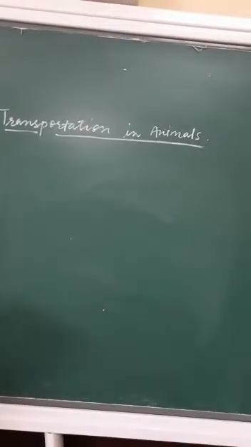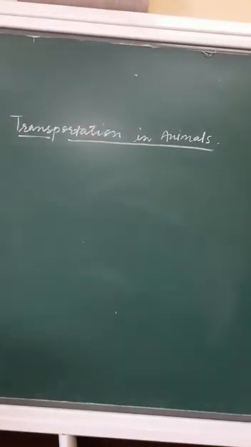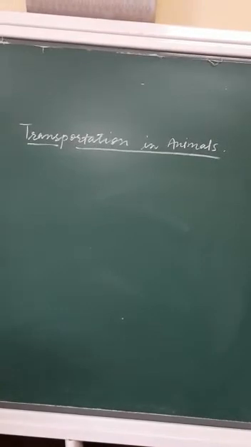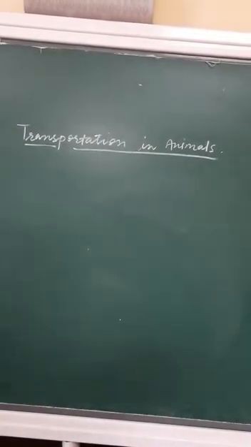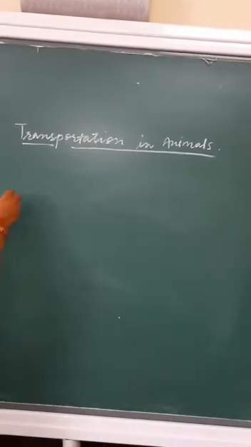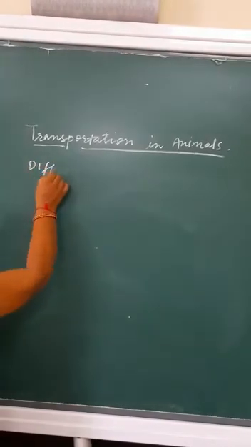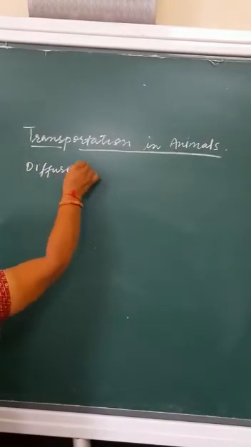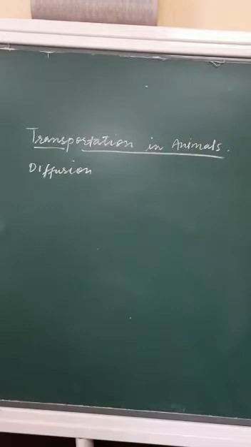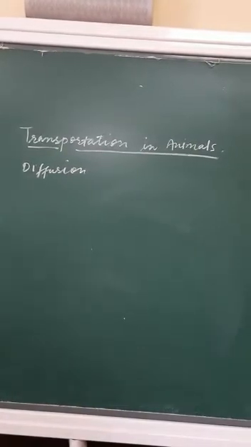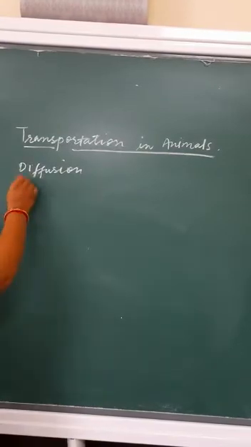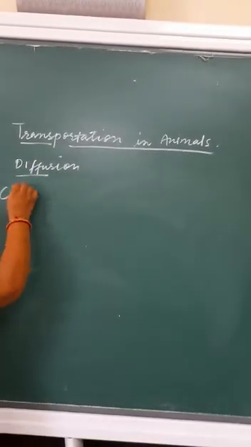Good morning, students. In the previous video session, we completed transportation in plants, which is done by the process known as diffusion. Means by the diffusion process, transportation of the materials in the plants takes place. Now we start with the transportation in animals, and as I already told you, it is done by the proper system known as the circulatory system.